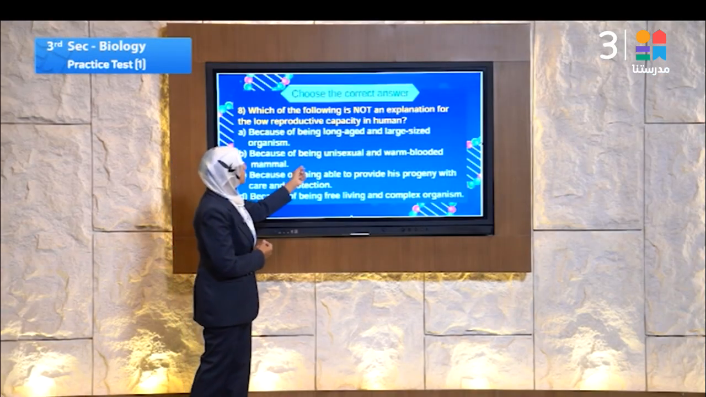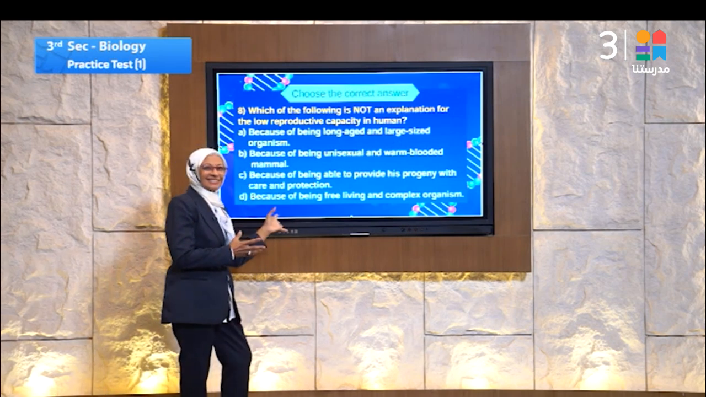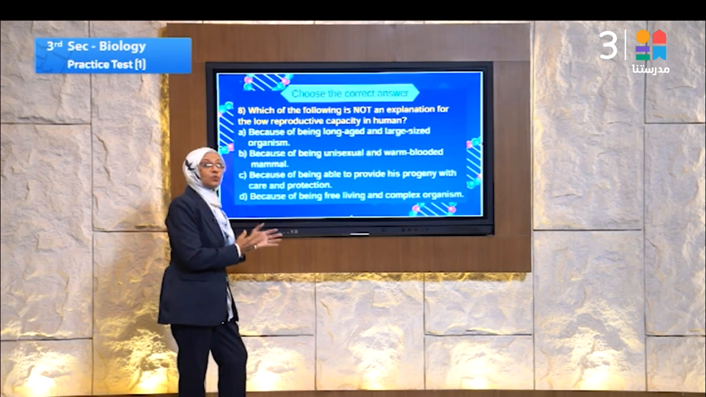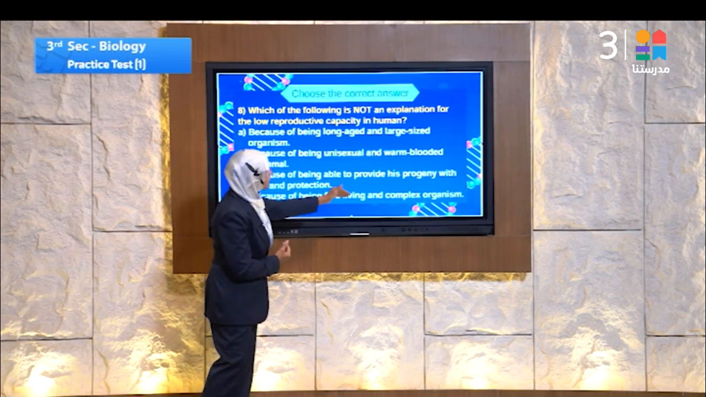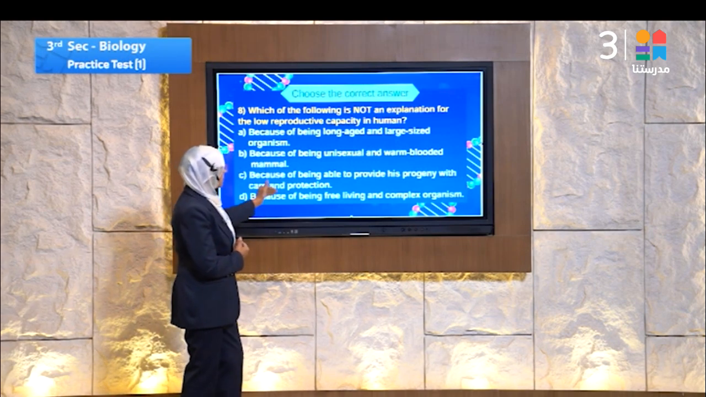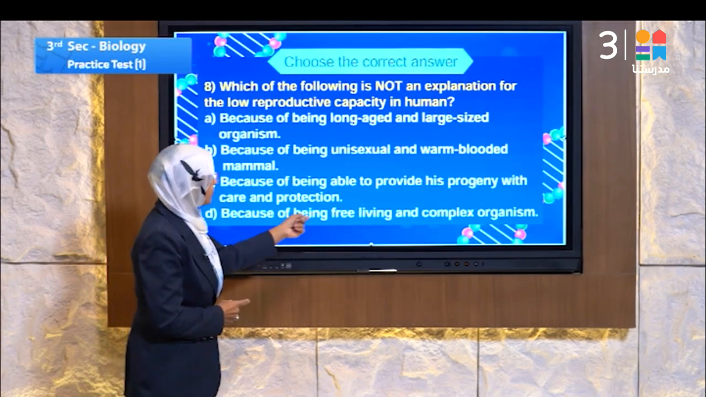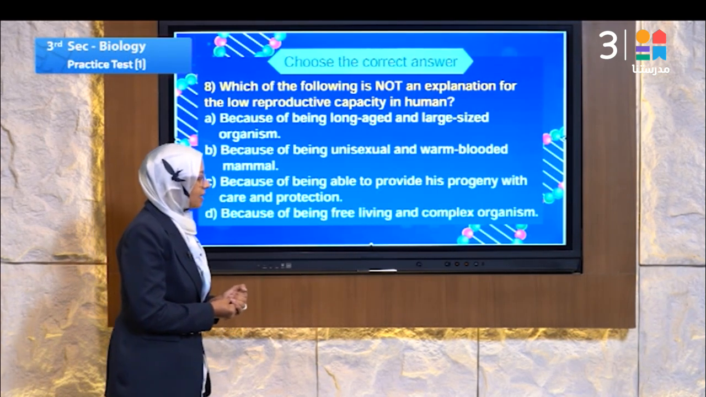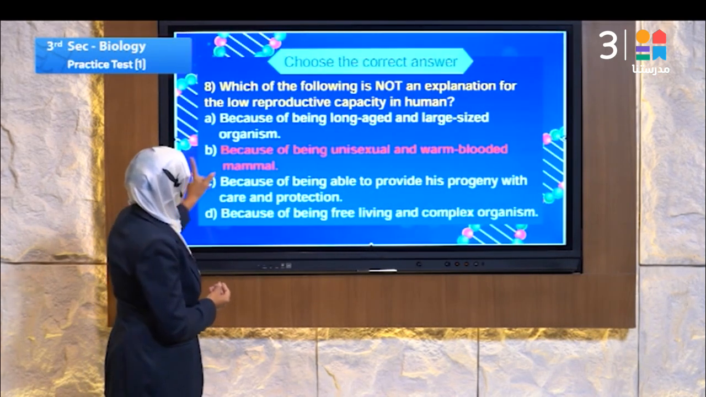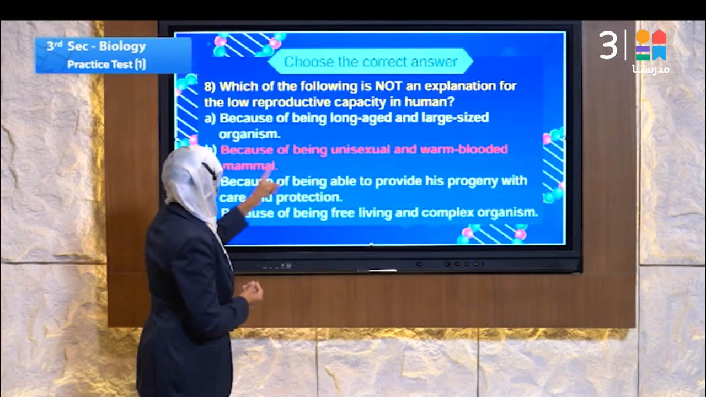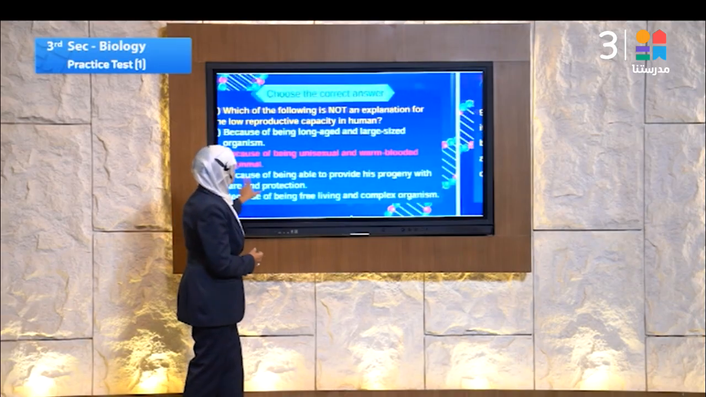B, because of being unisexual and warm-blooded mammals. I think this is the answer, but we must read it at the end. C, because of being able to provide his progeny with care and protection, we must consider not. Number D, because of being free-living and a complex organism. So the answer must be B, because of being unisexual and warm-blooded mammals. Yes, that's the answer.